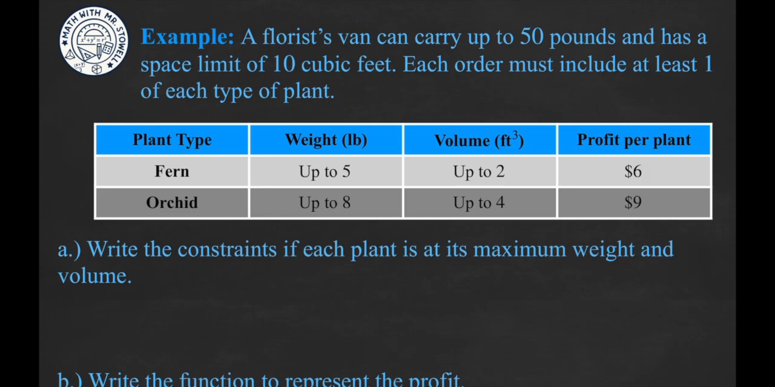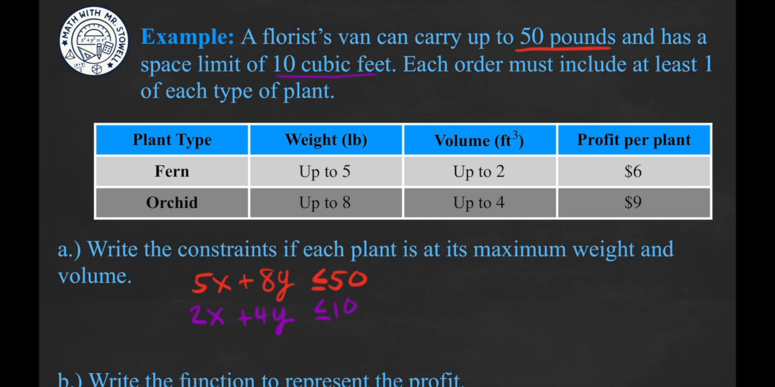In order to do this, let's take first the weight. We know that the van can carry up to 50 pounds. So 50 pounds is the maximum weight that we can have. The fern is 5 pounds, so let's call that 5x, and the orchid is 8y. The next thing, we know that we have a limit on our cubic feet, the space that we have in the van. So we know that 10 is our maximum on that.